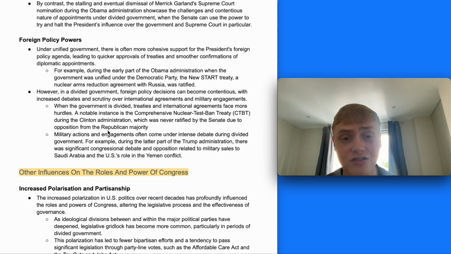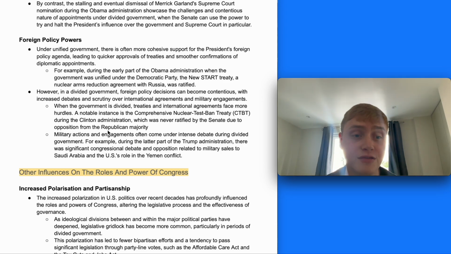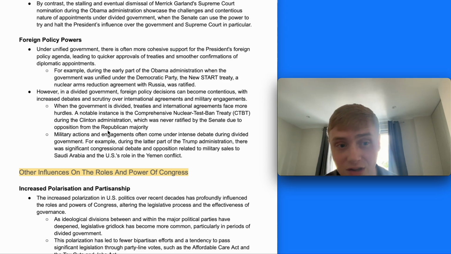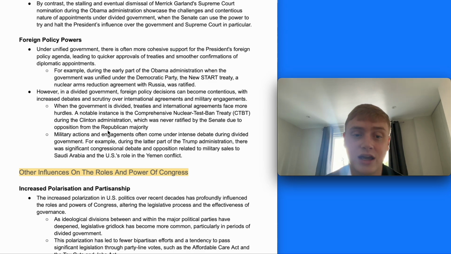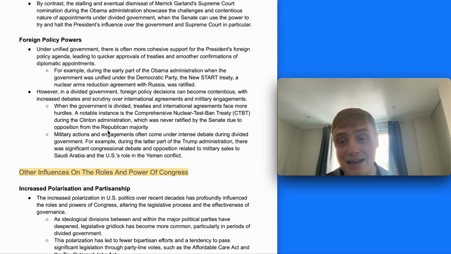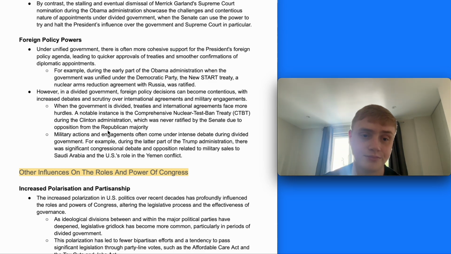Military actions and engagements often come under intense debate and scrutiny during divided government. So during the latter part of the Trump administration, there was significant congressional debate and opposition related to military sales to Saudi Arabia and the US's role in the Yemen conflict, and that may have been less under unified government.